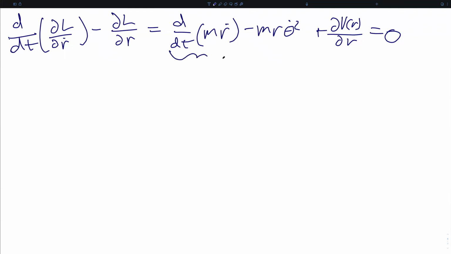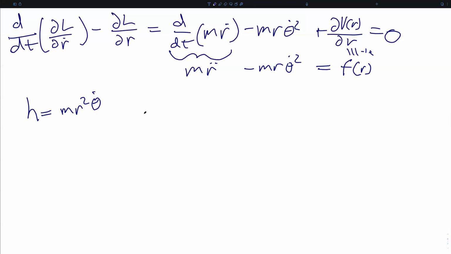This term is just mr double dot under the assumption that the mass is constant. This term remains mr theta dot squared. And we are going to define negative partial v with respect to r as some function f of r. So there's times -1 in here; we bring it over to the other side and define this as f. We've already stated that h, the magnitude of the angular momentum, is mr squared theta dot. And therefore, mr double dot minus h squared over mr cubed is equal to the function f of r, which is negative the partial of the potential with respect to r.